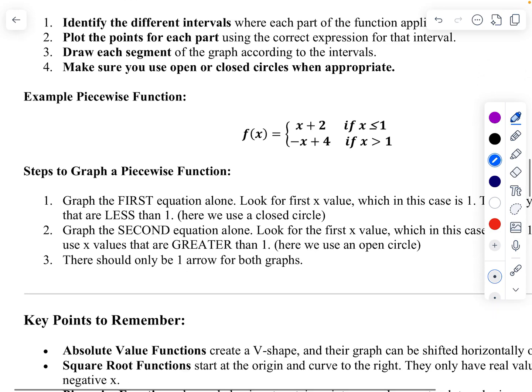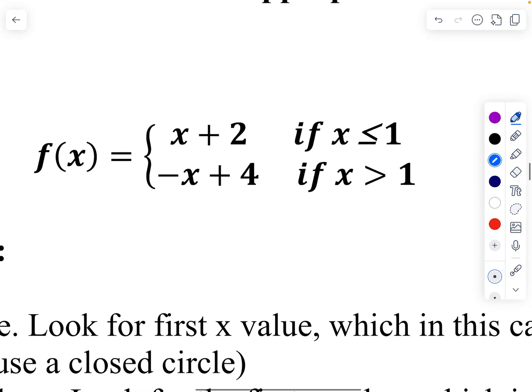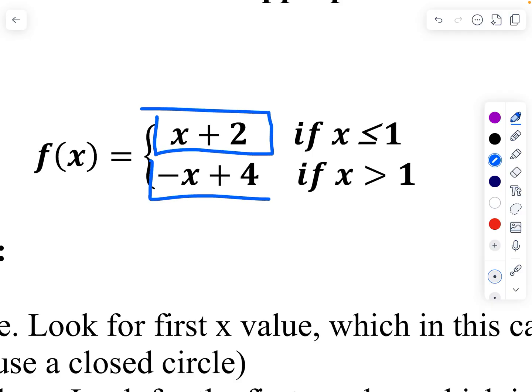So here's an example. So we have two graphs, or two functions really, x plus 2 and -x plus 4.